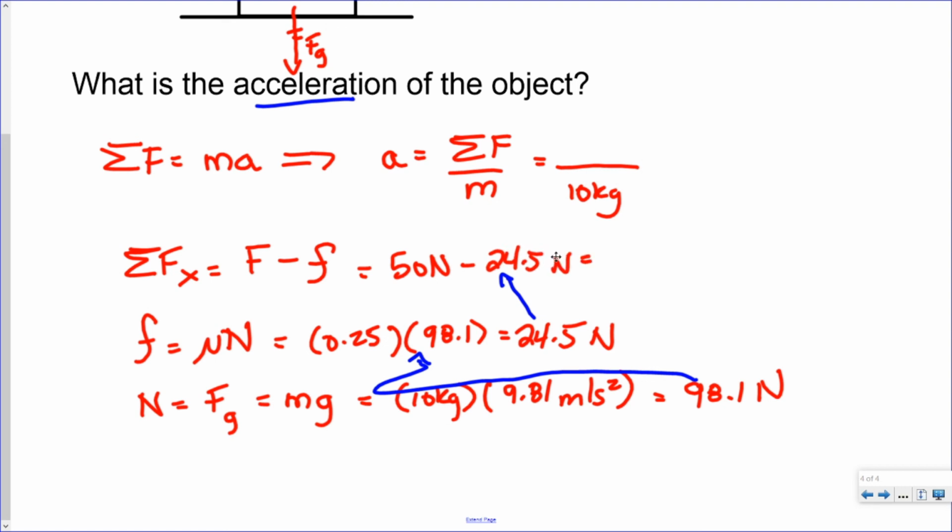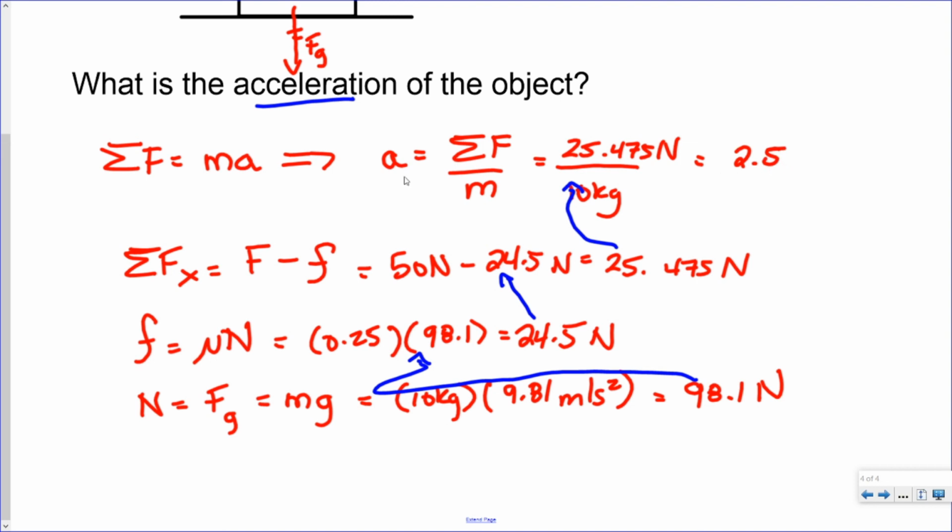50 minus 24.5. Remember, you can use your calculator so that we don't round until the very final answer. If you just put in 50, subtract, and then hit your answer button, it should plug in that 24.5 but unrounded. And when you hit equals, it gives you 25.475 newtons. Why did we need to know that? Well, that's the sum of our forces in our x direction. That gets plugged into here. So we have 25.475 newtons divided by 10 kilograms. Again, I just need to move the decimal, so I have 2.5.